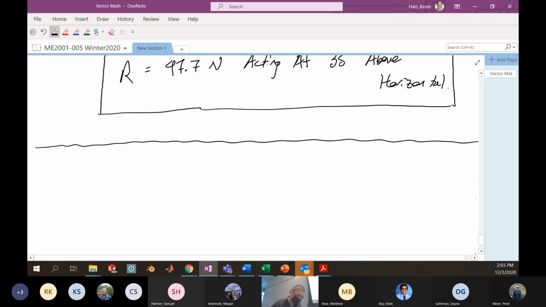So let's first dive in on a little more detail on something that we were discussing yesterday, which is resolving a force into various directions. We'll talk about rectangular components of a force.